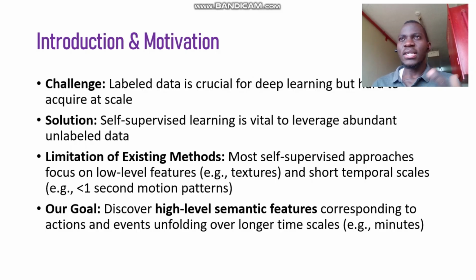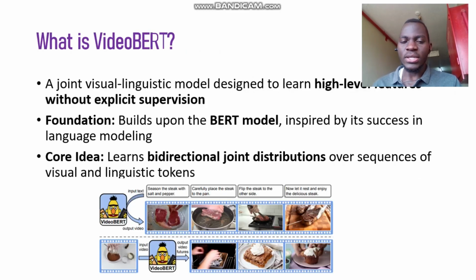So the model watches a lot of videos and analyzes all of them. When you give it a video, it can remember the gestures from different videos, even of unlabeled data. So what is VideoBERT? VideoBERT is a joint visual-linguistic model designed to learn high-level features without explicit supervision. Its foundation, as I told you, is the BERT model, the bigger model, and they came up with VideoBERT for analyzing video to text.